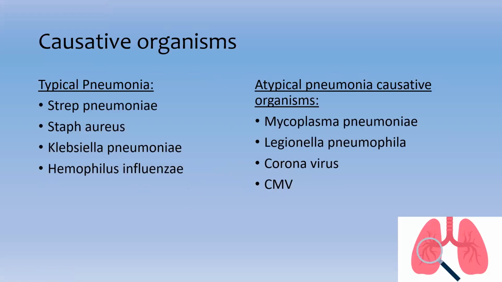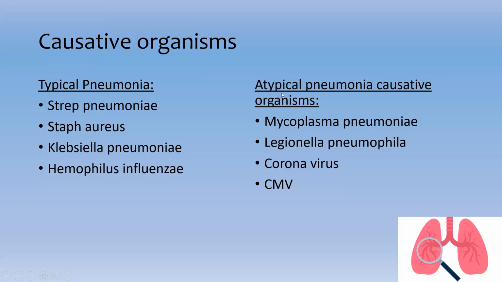Now, for the causative organisms, we have two groups. We have causative organisms for typical pneumonia, and we have causative organisms for atypical pneumonia. So here are some of the causative organisms for typical pneumonia. We have Strep pneumoniae, we have Staph aureus, which is very common in the hospital setting. So if the person has a hospital-acquired pneumonia, it's more likely Staph aureus. We also have Klebsiella pneumoniae. We have Haemophilus influenzae. These are more community-acquired.